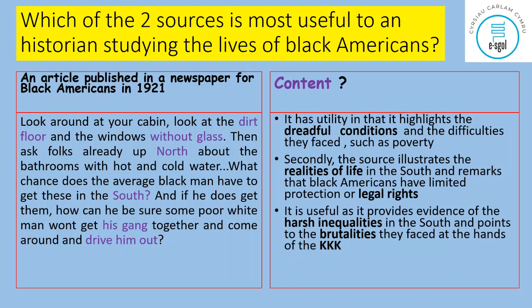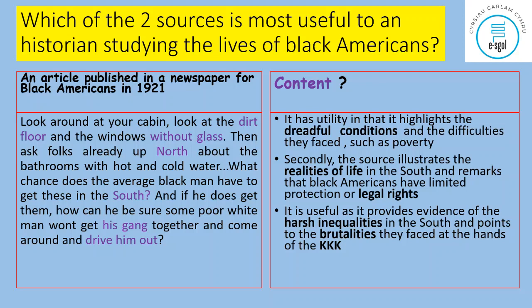So I've tried to expand on some of these. Like the first sentence discusses the dirt floor, windows without glass. So it highlights dreadful conditions and difficulties they face. So I tried to match it up on the right side, like poverty, conditions. Then they talk about the realities of life in the South, and that life in the North is better than in the South. Maybe this explains why there was a great migration during this time, as in movement north.